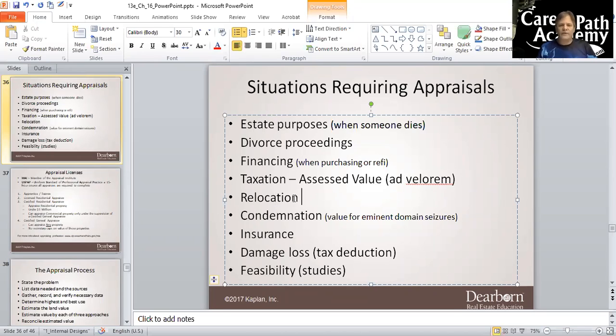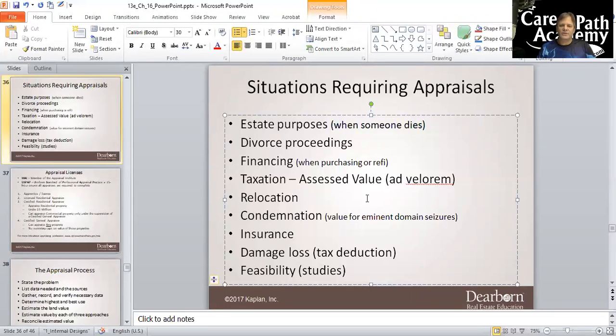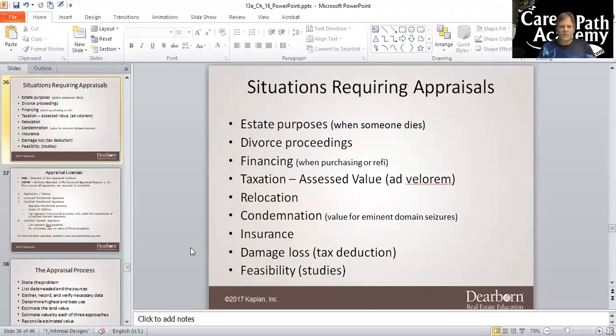And then we have appraisals for relocation reasons. You want to relocate from one place to another. We have relocation companies. Sometimes for work, if the person can't sell the property and wants to just dump it, corporations dealing with relocation companies will sometimes buy out the property, then sell it on their own. So they're going to need to get an appraisal done. For insurance reasons, we get appraisals done for damage or loss, or for tax deduction. Feasibility studies. These are all reasons that we get appraisals done.